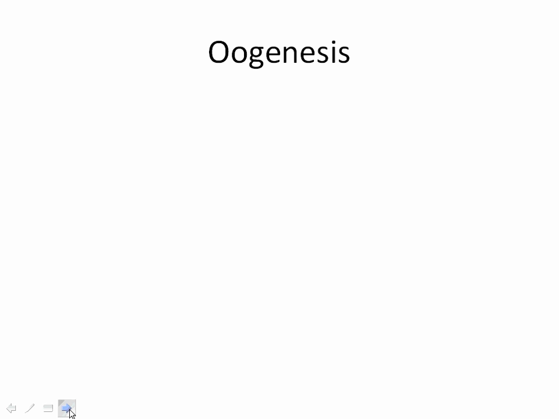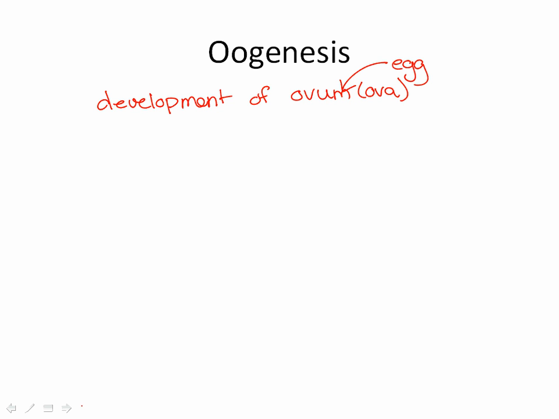So let's first talk about oogenesis. Oogenesis is all that it is, the development of an ovum. We can call it ovum, singular, ova, plural, and all that this is, is the development of the egg. At birth, females are born with all their eggs, so they have all ova, and these are going to be immature eggs at birth.